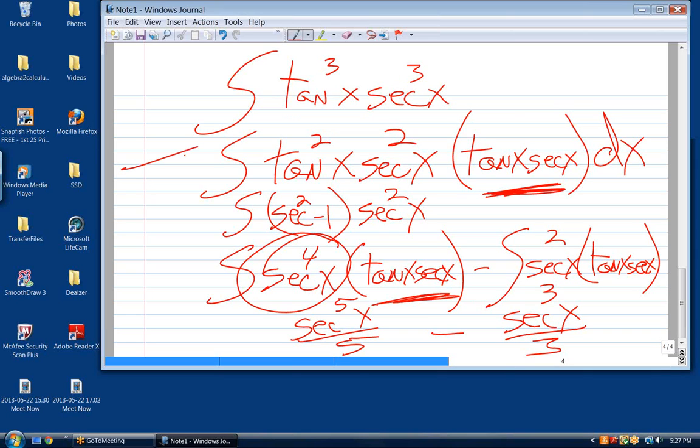Then I converted the tan squared into secant squared minus 1. And I still had this down here. Then I just separated stuff and distributed that. And then once I get to this step here, finding the integral of this is easy, because tan secant is the derivative of the inside, which is secant.